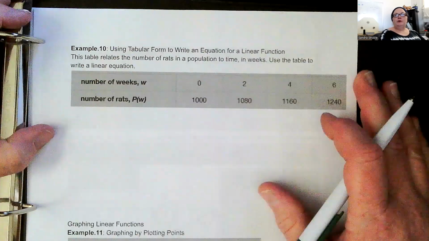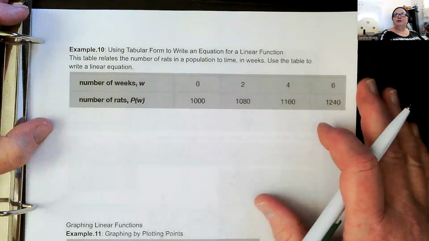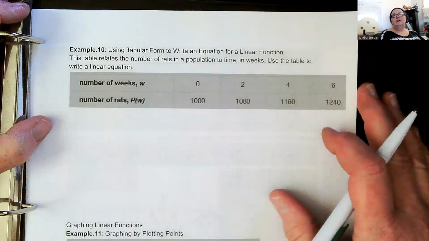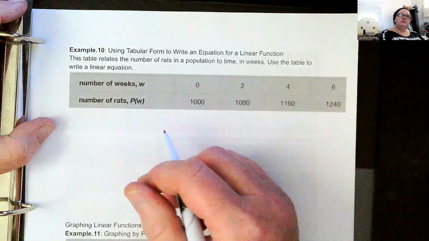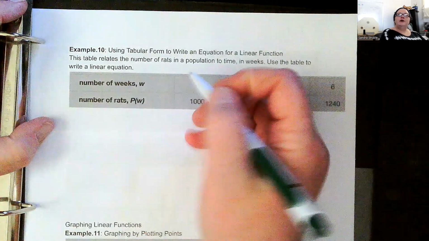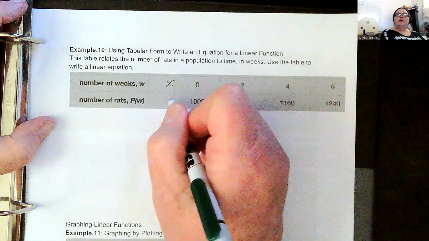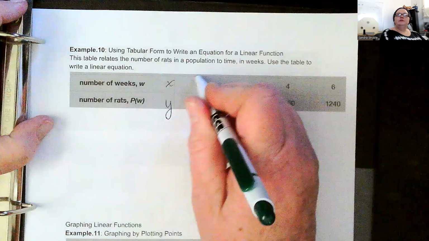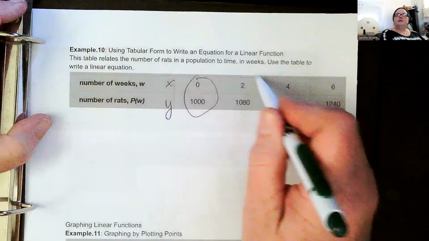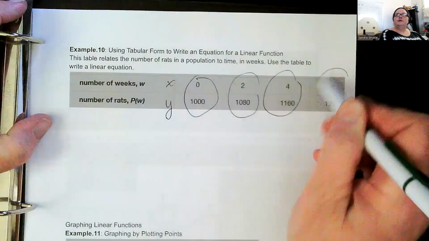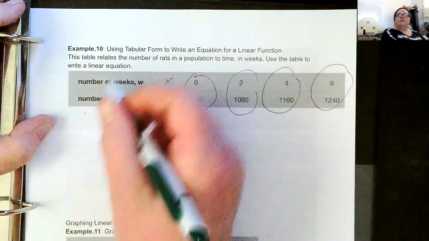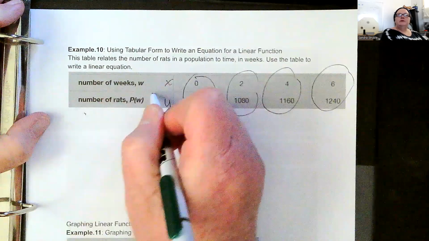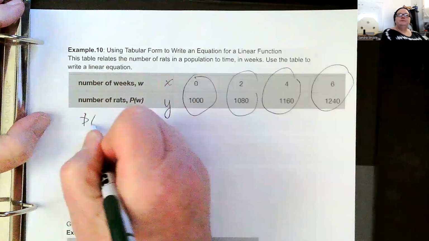Example 10. Using the tabular form to write an equation for a linear function. So we're going to use this table. It's a linear function, so we could choose any of the points in this. Just understanding that if you're thinking in terms of x and y values, all of your x values are right here, and all of your y values are here. So this is a point, 0, 1,000. Here's another point, and here's the last one they're presenting us. Now, we're going to write, what is this? P of w is the function they're using.